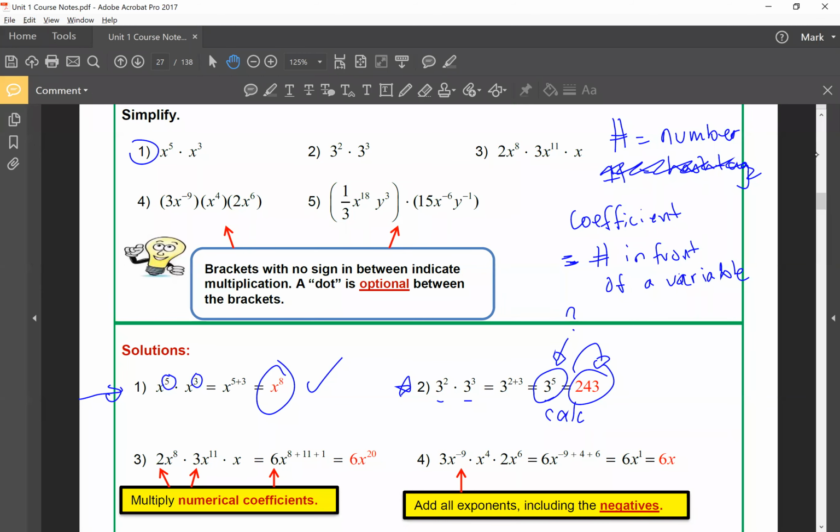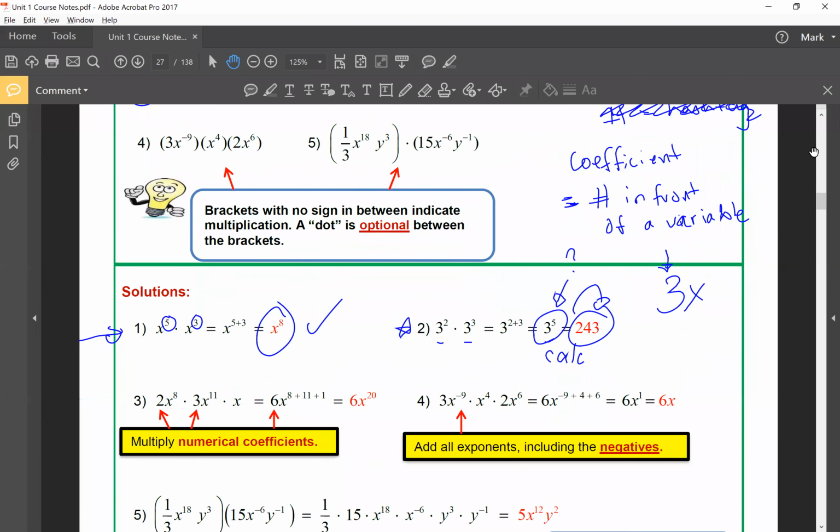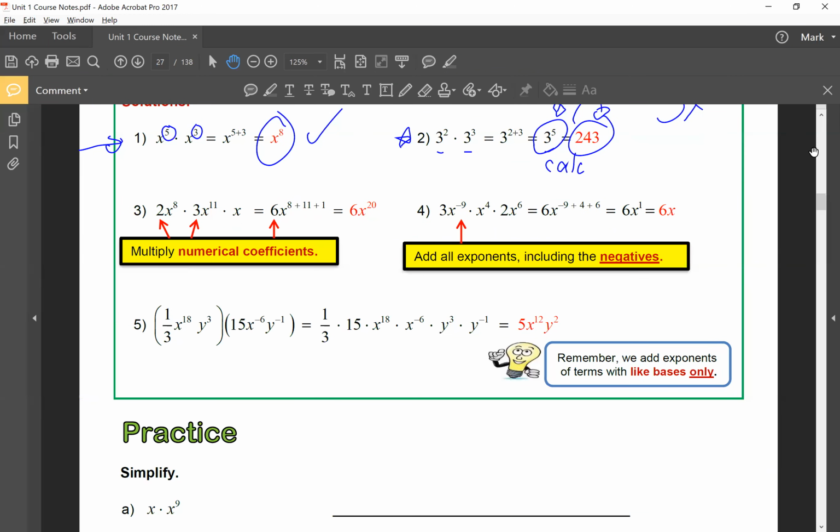So a coefficient is a number in front of a variable. So a coefficient would be like 3x. The 3 is a coefficient, and you don't need to memorize that. It's just good to know. If I ever say the word coefficient, it just means number in front of a variable. So look at number 3 and 4 and 5.